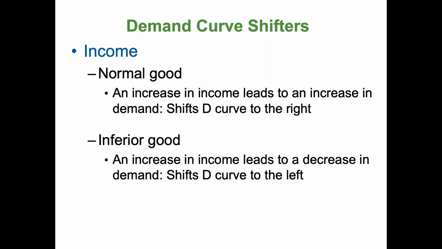For an inferior good, a good that is often considered of lower quality, an increase in income leads to a decrease in demand. This shifts the demand curve to the left. An example of inferior goods are products at the dollar store. When the economy is doing well and people's incomes are rising, fewer people would shop at the dollar store. But if the economy is bad, there would be an increase in demand for their goods.